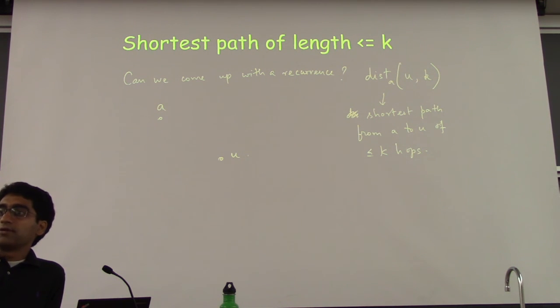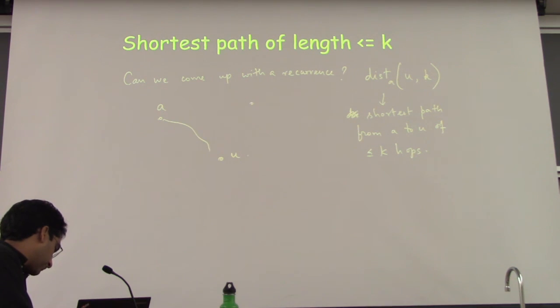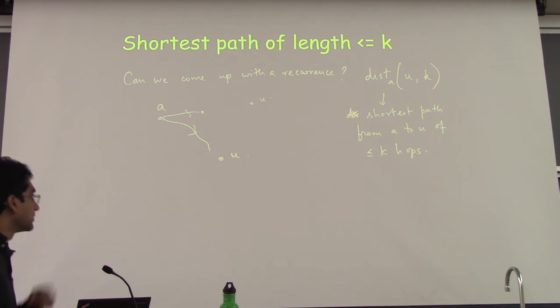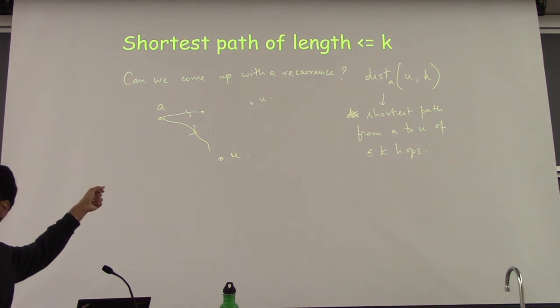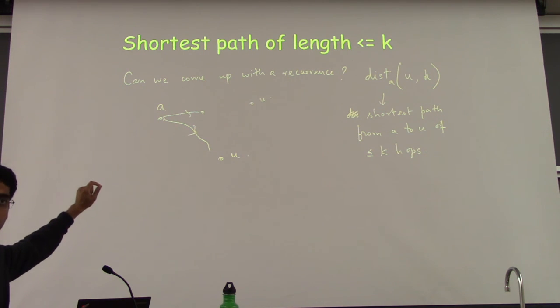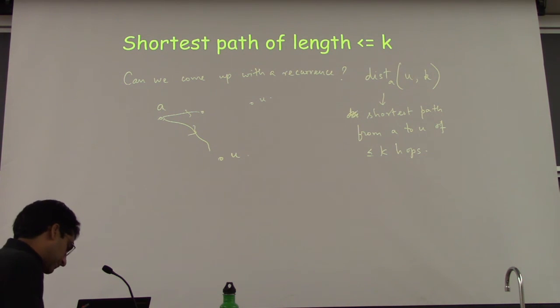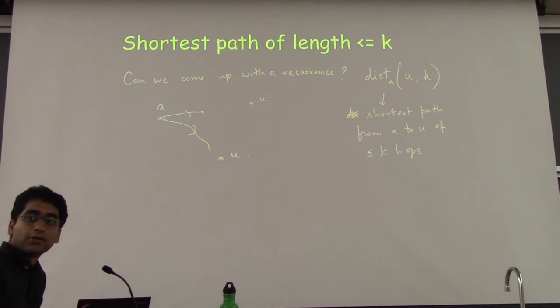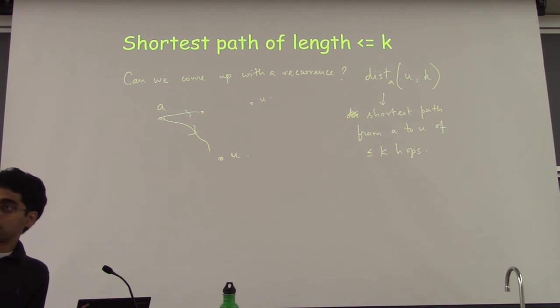If you have distance 1, then any u that's not a neighbor of A, that doesn't have an edge from A to u, gets value infinity immediately. And if it is a neighbor, then the only length 1 path is just the direct path, so the weight of that edge is the shortest path. Now, what if k is slightly bigger? What if k is 2? What would you do?